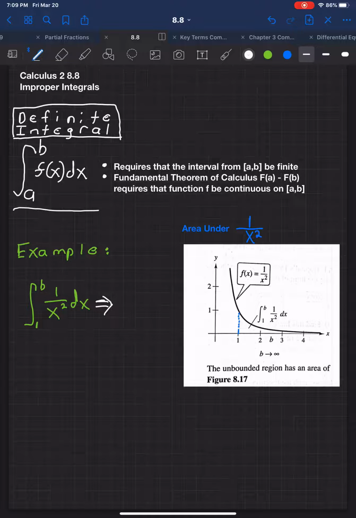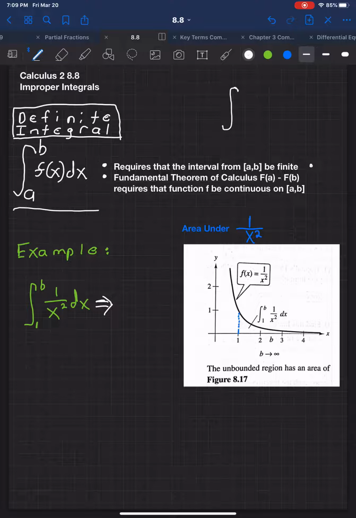Now, a couple of things were required. For example, the fundamental theorem of calculus required that the function, the derivative, be continuous from a to b. That was one requirement if you want to use this definite integration process. The other requirement was that the interval from a to b actually be finite.